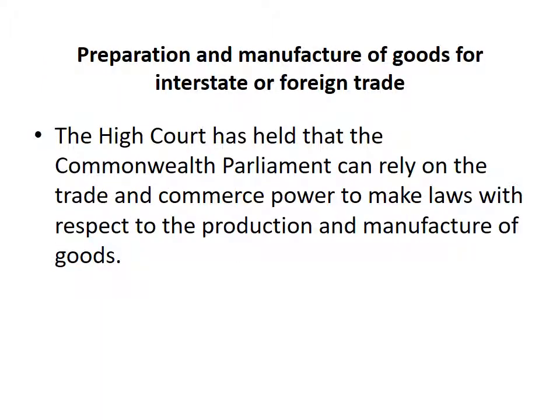The High Court has held that the Commonwealth Parliament can rely on the trade and commerce power to make laws with respect to the production and manufacture of goods. This is one of the more difficult and controversial aspects of the power, so I will spend some more time on it. The judges in the MacArthur case, when they defined trade and commerce, spoke of mutual communings, negotiations, bargains, transport, and delivery. But they did not speak of production, nor did they speak of manufacture. That is because the production and manufacture of goods precedes trade and commerce. The goods must be made before they can be traded.